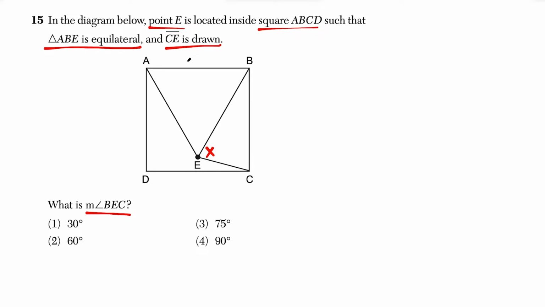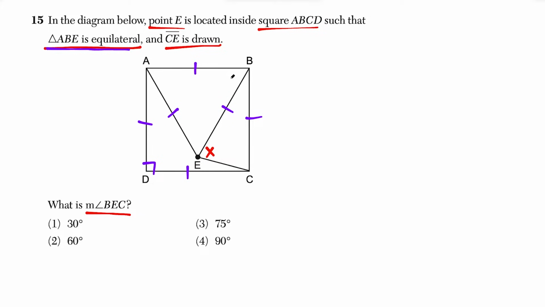They told us that ABCD is a square, so we can mark these 4 sides here as congruent. And we could also say that we have 4 right angles at the corners because ABCD is a square. So next we have that triangle ABE is equilateral. So this triangle on the inside here is equilateral. So that means all 3 sides of this triangle are going to be congruent. So we can mark them with these notches as well.